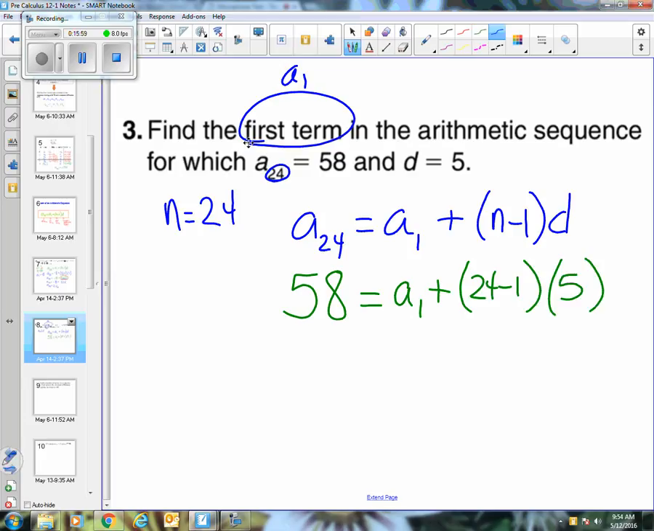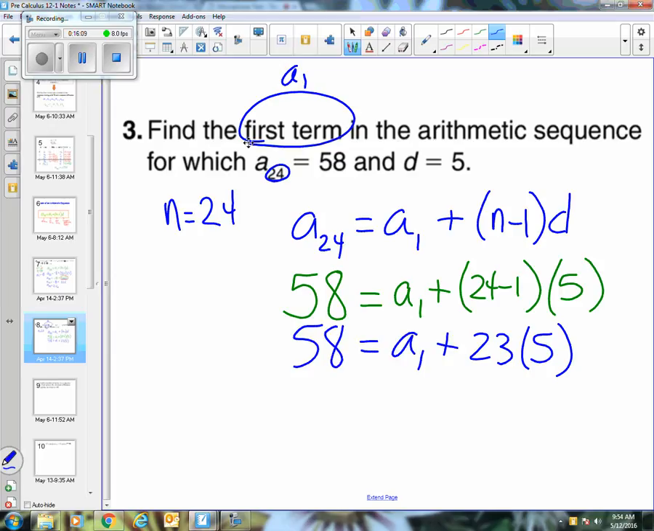Okay, so that means I'm going to have 23 of these common differences. Oops, should be a plus. To get back to this first term. Now let's think about this. The slope in your situation here is a positive 5. So if we are starting at the end of the line, how are you going to work backwards to figure out what the first term is?